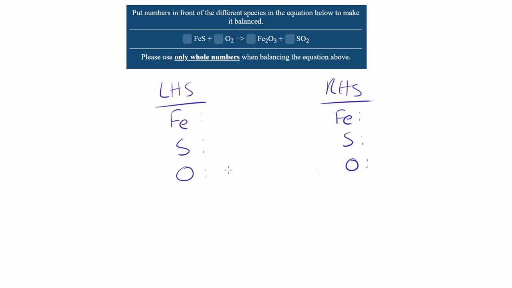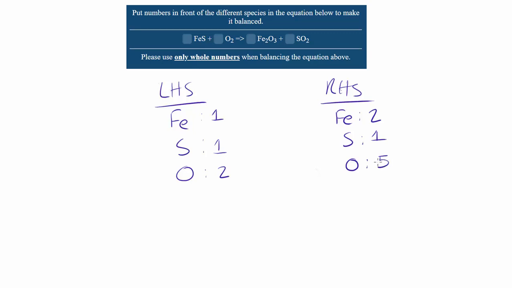So let's start with the left hand side and just go through. Iron only occurs in this species, the FeS, and it's once. Similarly for sulfur, it only occurs in this species, so it's 1. For oxygen, we've got O2, so it occurs effectively twice. Now let's take our attention to the right hand side. Here iron is Fe2, so it's going to be 2, and then the S, we've got SO2, so it's 1, and then oxygen we've got O times 3, which is 3, and then O2, so 3 plus 2 will give us 5, right?